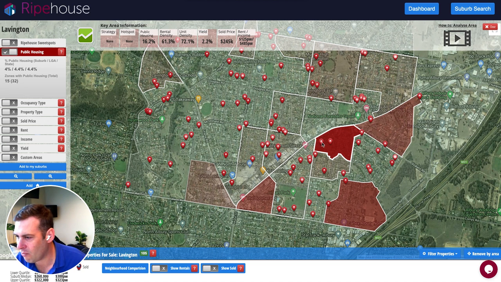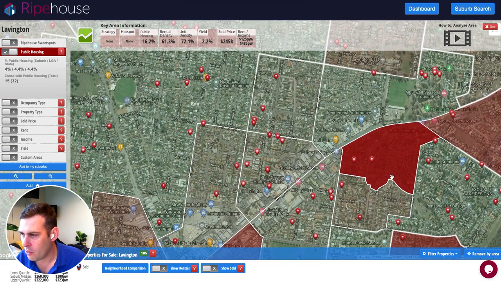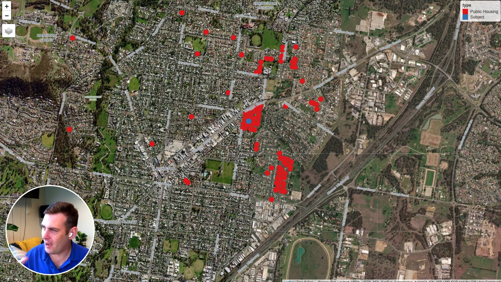Let's look at this property here, right in the smack bang of this very high cluster of public housing. We might zoom in a little bit there. Got two properties on the market. I'm going to now move over into a map, which is part of our private advisory tools, which shows you each individual property that is in public housing.